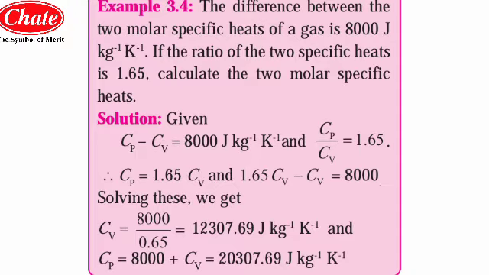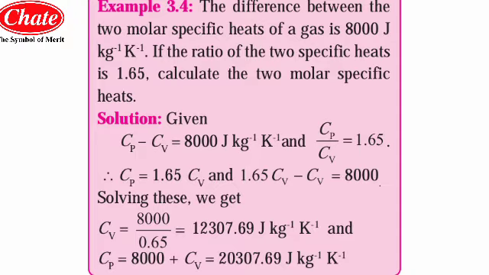Students, in the first case they have given the difference between the two molar specific heats. There are only two molar specific heats: one is Cp and the other is Cv. Cp is the molar specific heat at constant pressure, and Cv is the molar specific heat at constant volume. So these are the two molar specific heats, and they have given the difference between Cp and Cv, which is 8000 joule.